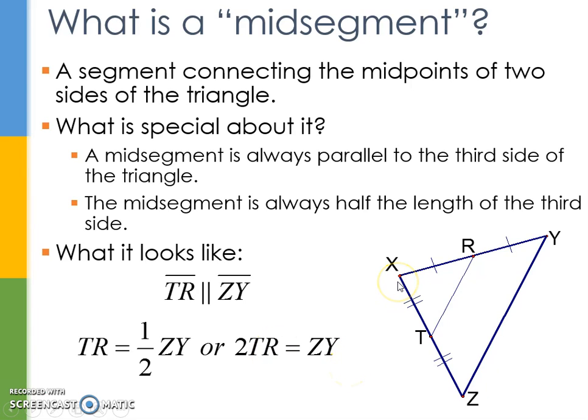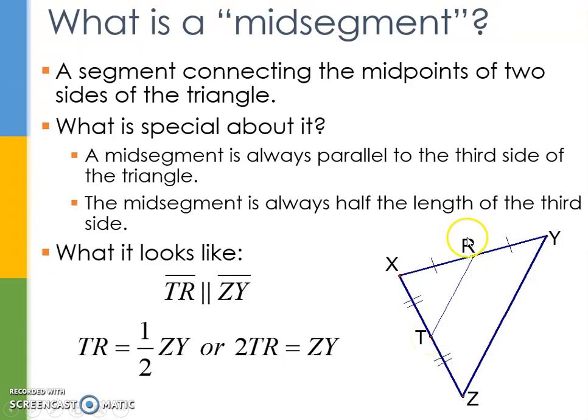So for a midsegment, here you have a side XY. This is the side of this triangle, right? The midpoint of X and Y is R. You see this right here? That's the midpoint, the middle of this side. So this is half and half, exact half and half. Look at this side. T is the midpoint of X and Z, right here. This is in the middle.